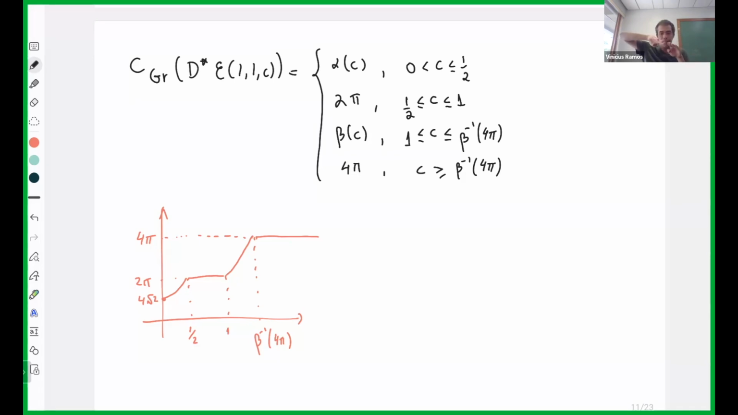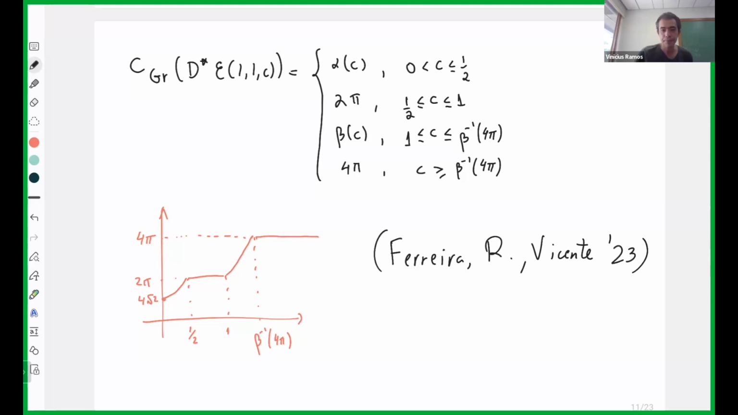And then it starts being equal to the meridian. So it's equal to the length of the meridian, what I'm calling beta of C, until this length is equal to 4 pi. And then at 4 pi, it stabilizes, and it's 4 pi forever. So this appeared in the paper that I wrote with Brian Ferreira and Vicente. Okay, so that's the formula for the Gromov width. Any questions?